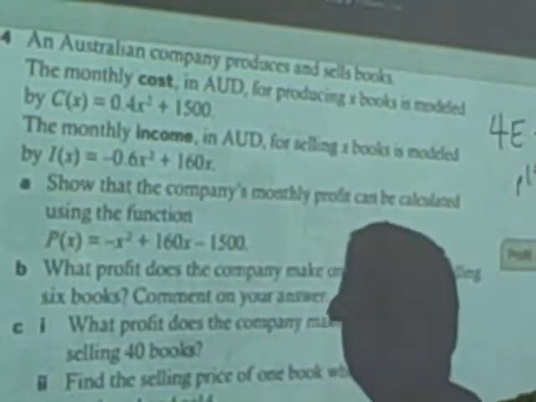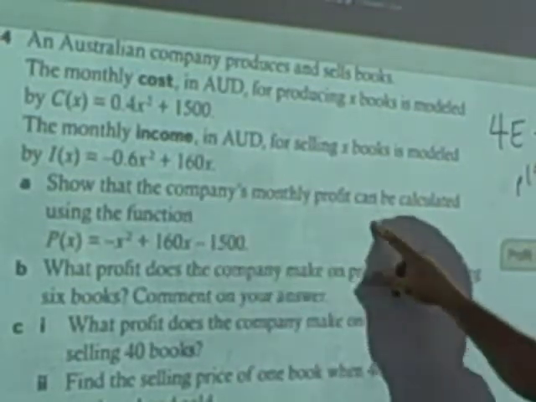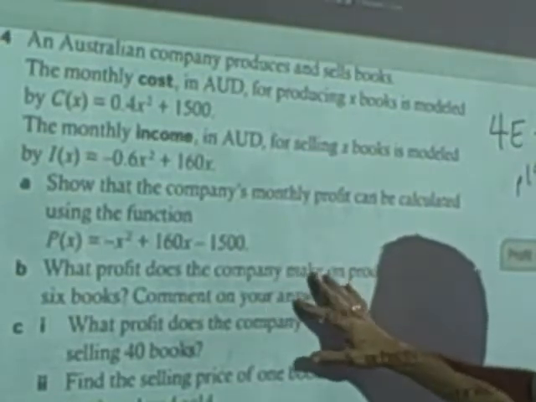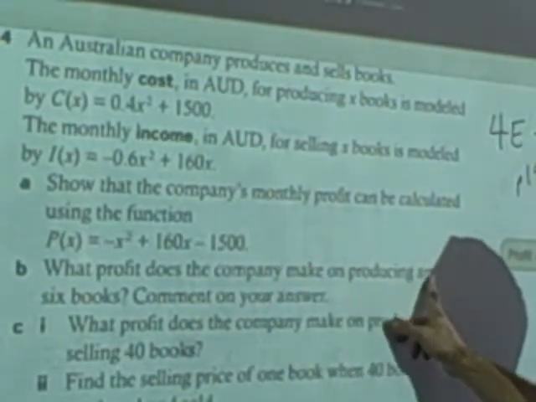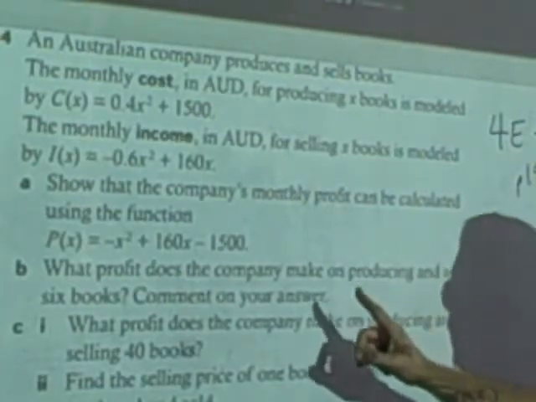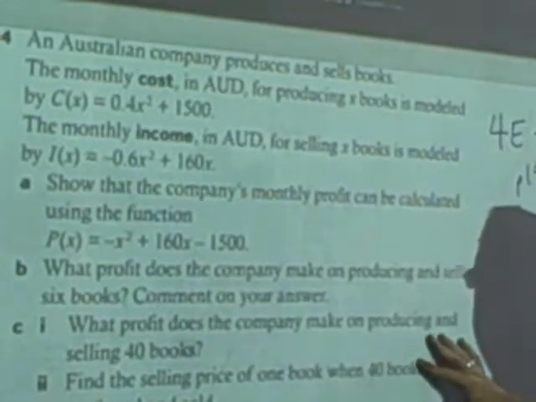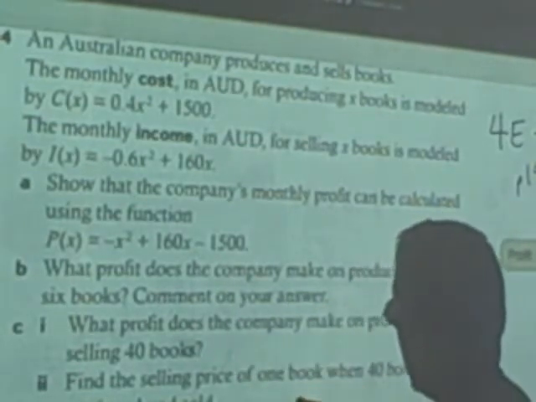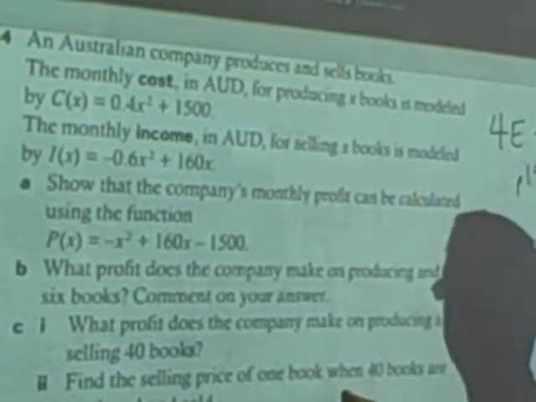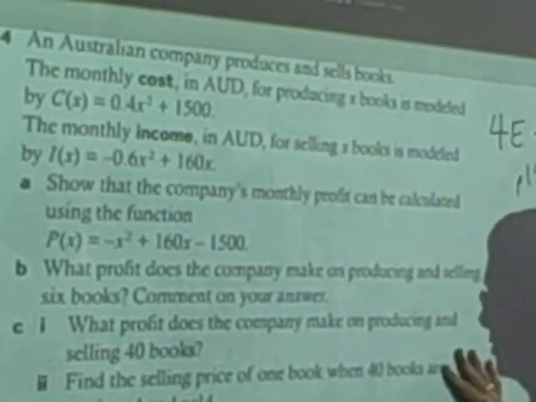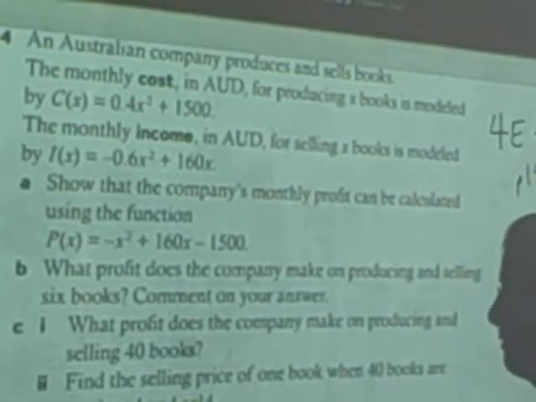Okay, we're going to go through these 4 problems now with it. It says show the company's monthly profit can be given by this quadratic equation. We'll do that first. It says use this now to find the profit when they produce and sell 6 books, when x is equal to 6. Comment on your answer. Then it says what profit does the company make when it produces and sells 40 books? And then what's the unit price? How much does each book sell for, assuming they all sell for the same amount? Finally, we're going to come back to this screen and look at the GDC in order to find out for which numbers of books, for which x's, P of x is equal to 0, the x-intercepts of these functions.